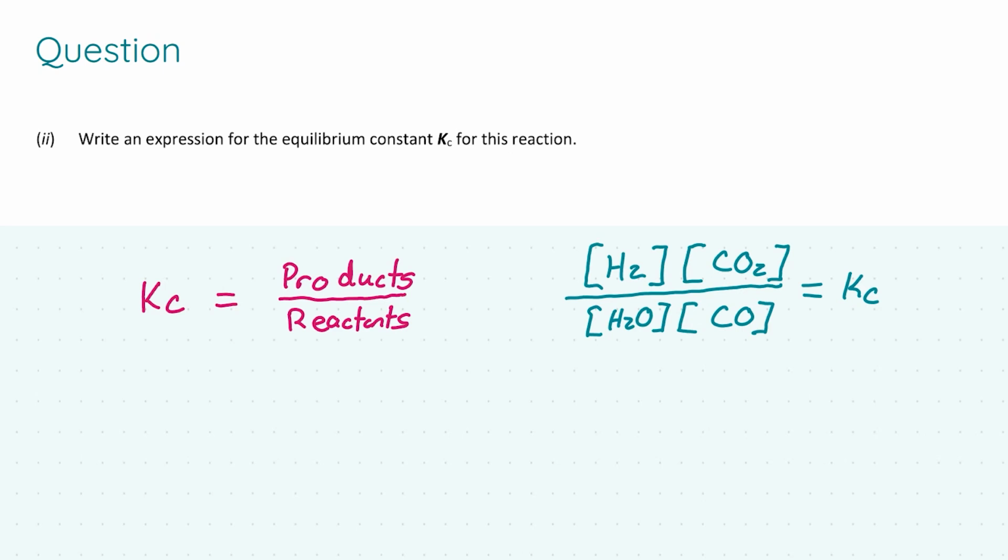So for this, you'll receive 6 marks. And again, nice and easy. The one thing to look at here is just make sure you put it in square brackets and that you put your products over your reactants.